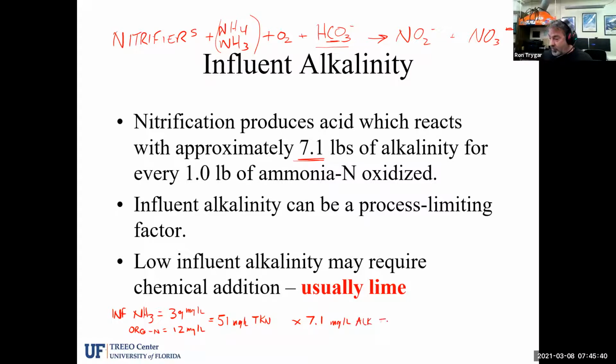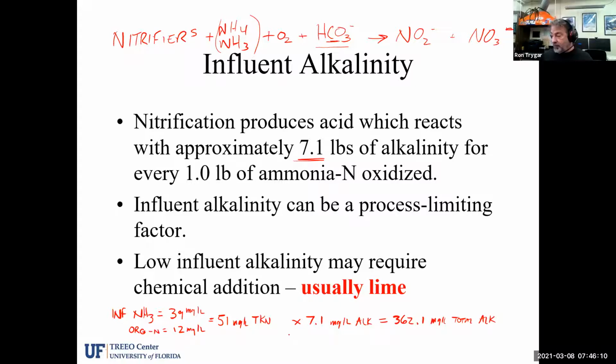And how much total alkalinity will we need then? So 51 times 7.1, I come up with 362.1 milligrams per liter as total alkalinity that will be needed to nitrify this. So we do want to pay attention to how much alkalinity we have coming into the wastewater plant, because we're going to need, in some cases, to supplement it if we don't have enough.